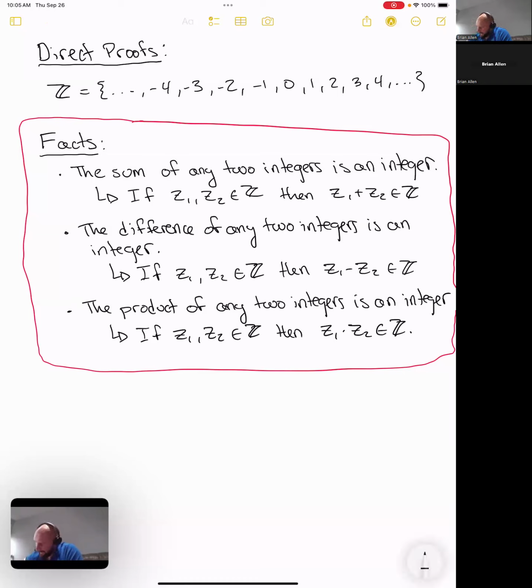All right, now that we have some facts that we're just going to take for granted, I want to make a definition. Okay, so here's definition 1.